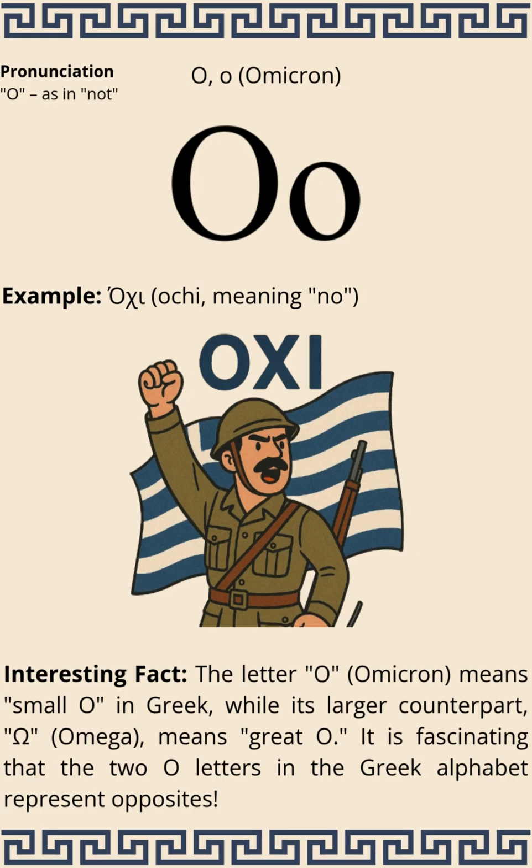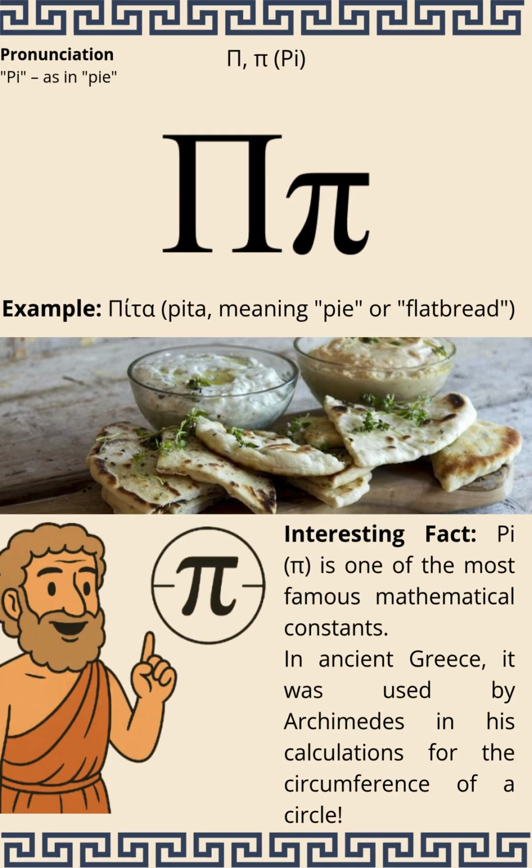An example that you will use a lot, it's one of the most common words basically in Greek, is ochi. Ochi means no, okay, in Greek. Then we have the letter P, okay, P, like in pie, pita, pita bread that we have in souvlaki, for example, P.